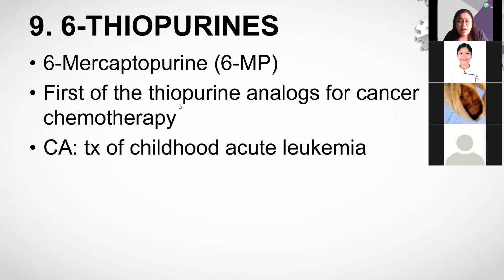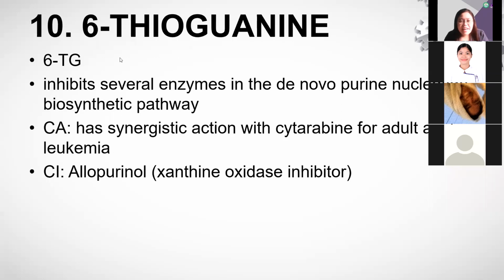And then thiopurine siya, meaning thiol means sulfur. So there is the incorporation of sulfur here. So first itong 6-mercaptopurine na pwedeng gamitin for cancer. But where do we use the 6-mercaptopurine? Ginagamit siya for the treatment of childhood acute leukemia. So para sa mga bata na magkakaroon ng leukemia, ang ginagamit natin as chemotherapy is the 6-mercaptopurine. Okay?